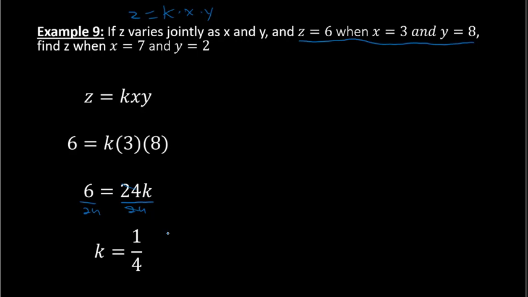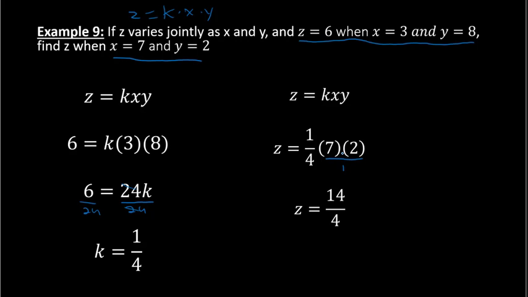So I found k, and now I know x is 7 when y is 2. So I can use my equation one more time and plug in that information. So 1/4 in for k, 7 in for x, 2 in for y, and I can multiply these together to find z. So what I have is 1/4 times 7 times 2, or 7 times 2 over 1. That's going to be 14 on the top and 4 on the bottom, which can reduce by dividing top and bottom by 2. That gives me 7 over 2, which would equal 3.5. So that is my solution for z.